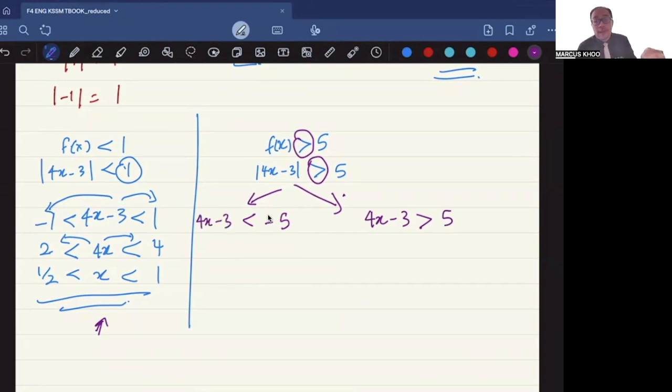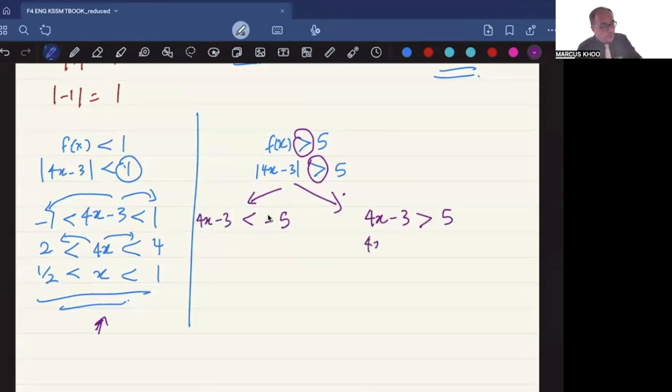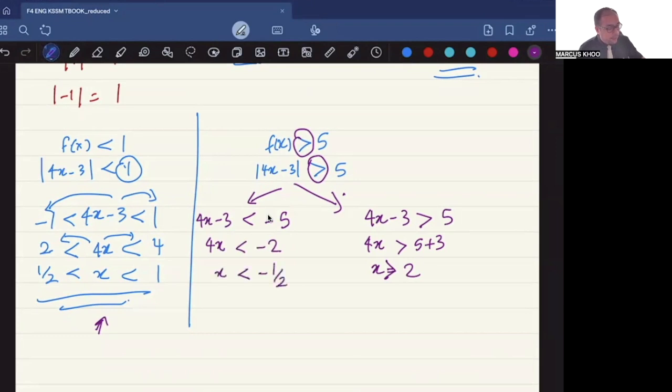And then you solve like normally how you would solve. For x is more than 5 plus 3, so x is more than 2. And then this one will be 4x is less than negative 2, and you will get x is less than negative half. You will get 2 sets of answers.